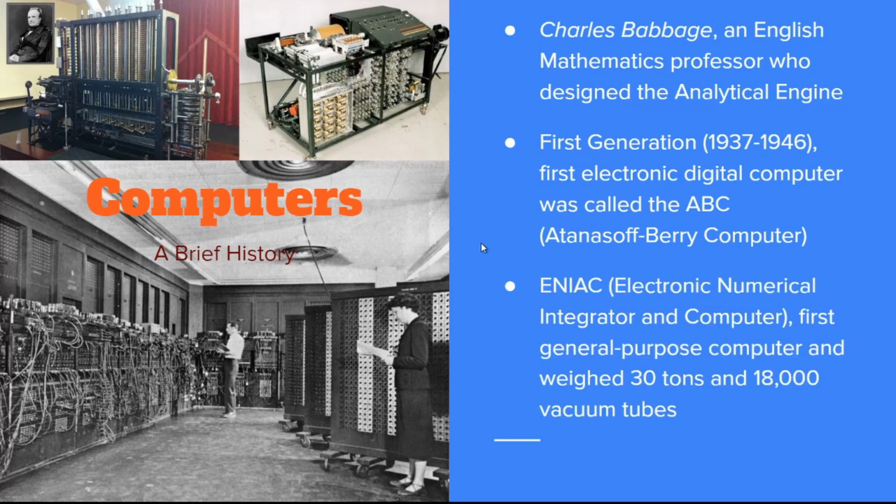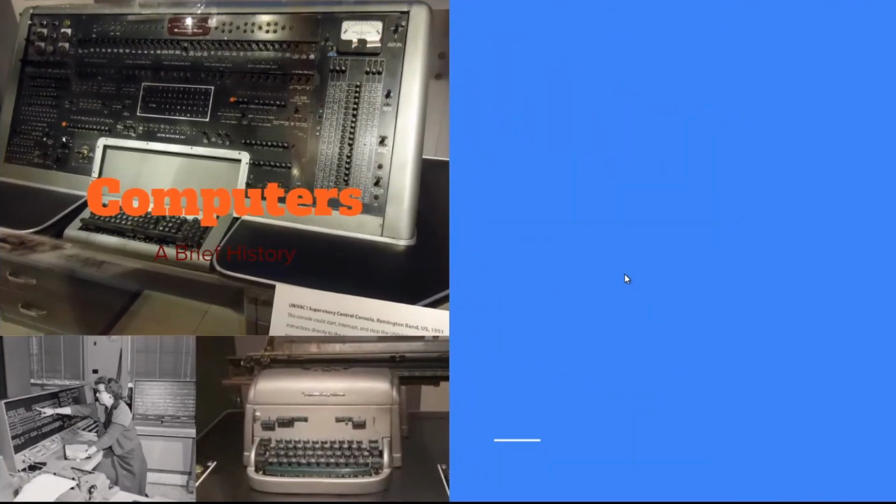One of the biggest computers during that time was the ENIAC, or the Electronic Numerical Integrator and Computer. It is the first general purpose computer and weighs around 30 tons. It uses around 18,000 vacuum tubes. The second generation of computers is from 1947 to 1962 and uses transistors, like in the radio. And then it became a little bit smaller.